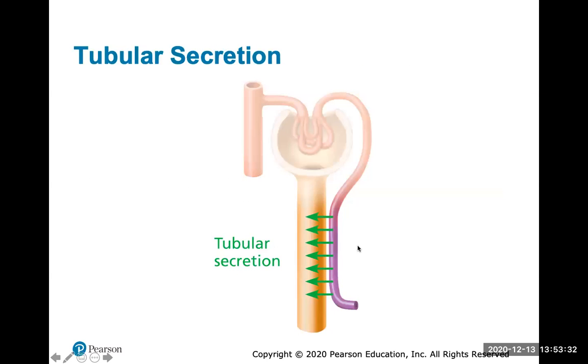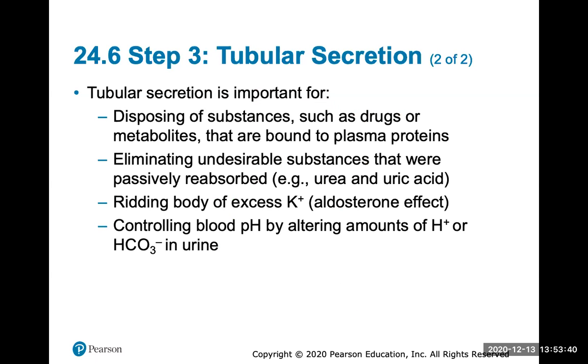So again, a look at what secretion is. It's things moving out of the bloodstream back into the tubule, and most of this happens in the proximal convoluted tubule. Tubular secretion is incredibly important for disposing of substances, drugs, and metabolites that are bound to plasma proteins. So remember, plasma proteins can't be filtered through the glomerulus. So anything bound to a plasma protein can be disposed of through this tubular secretion.